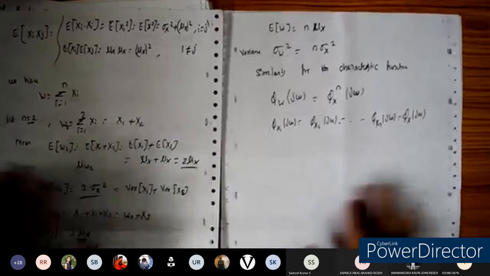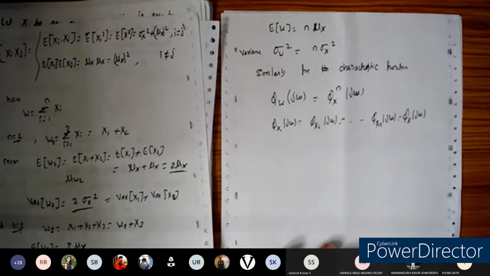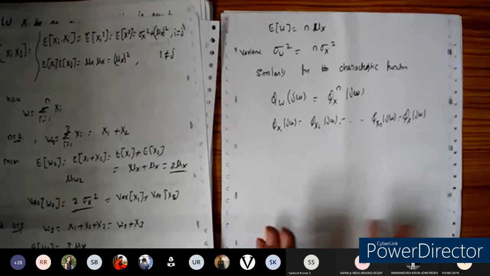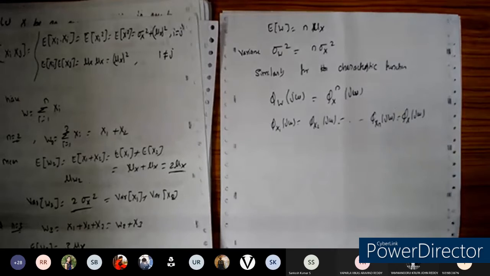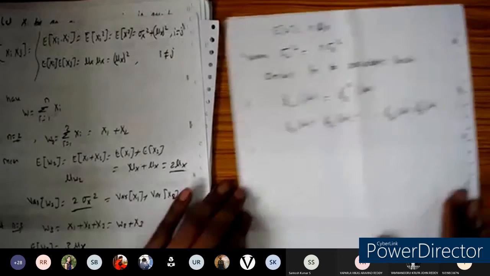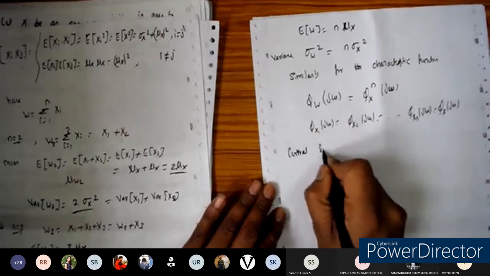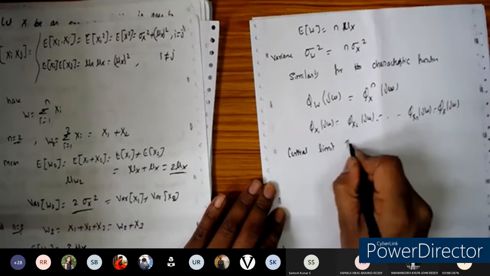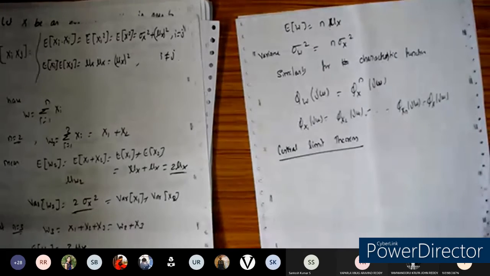This is the concept of IID. Now you are going to make use of this concept in the central limit theorem, where we take the sum of these variables. That's why we introduce this concept, nothing else. The same concept will be used. So let us take the next concept, the central limit theorem.